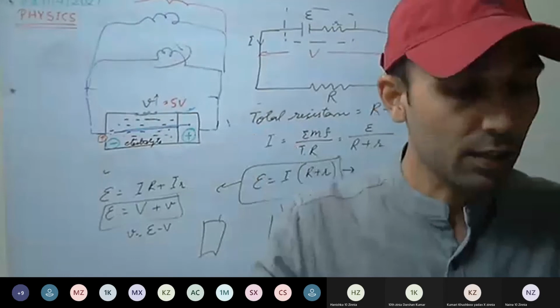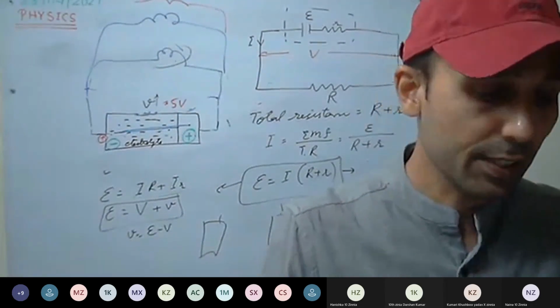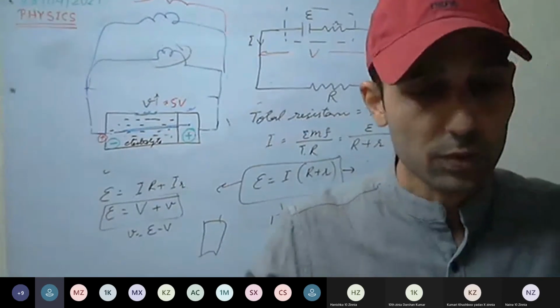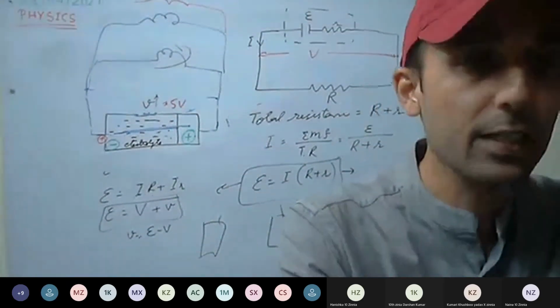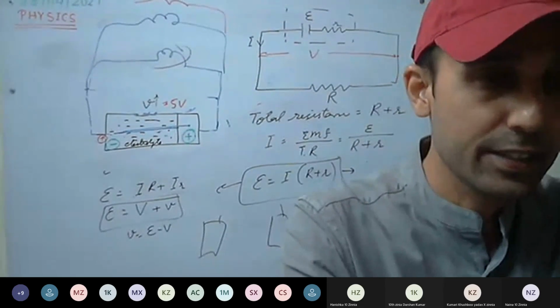Okay. So till this we have completed the chapter. Now combination of resistors we'll discuss in the next lecture, and it's very easy. Resistors in series, in parallel, and both we'll discuss. Those are very easy.